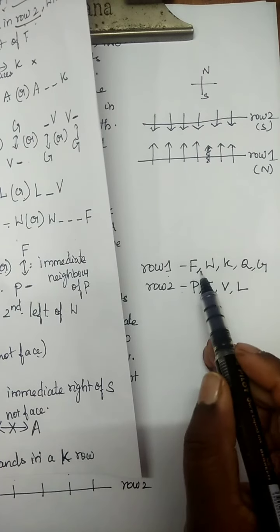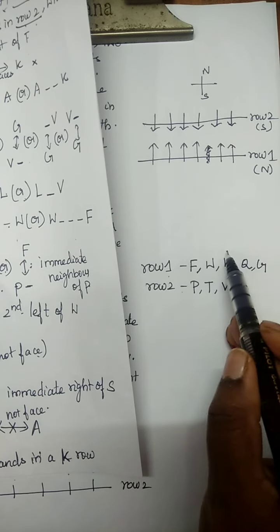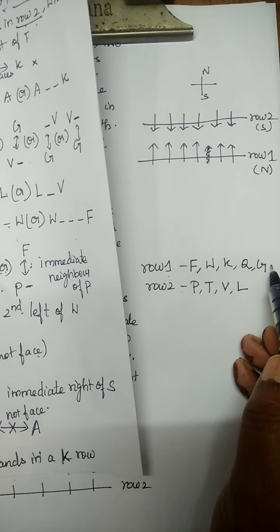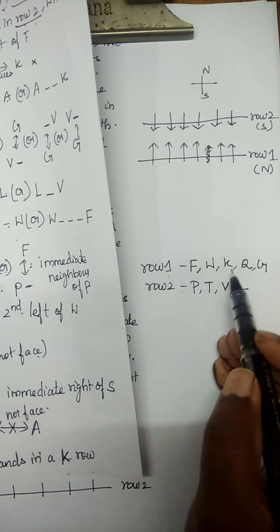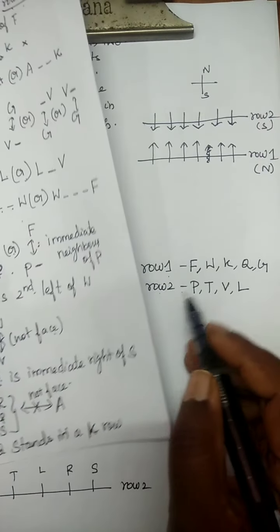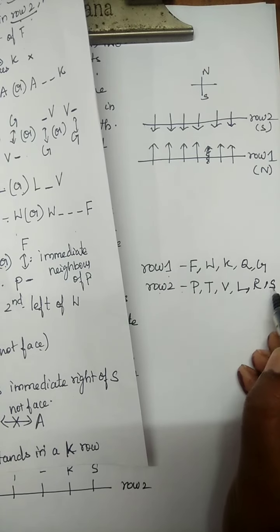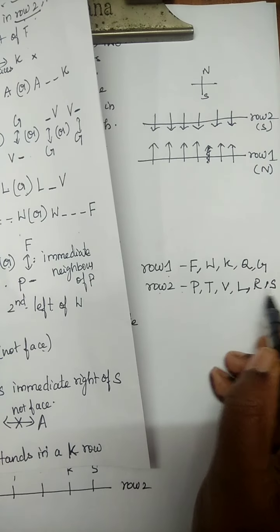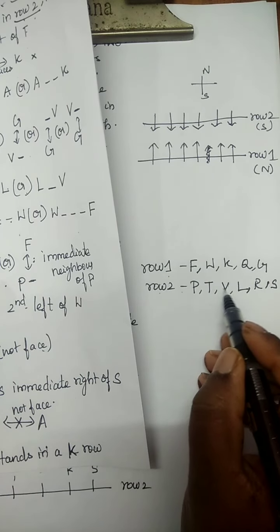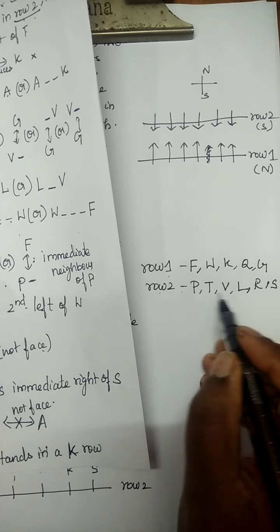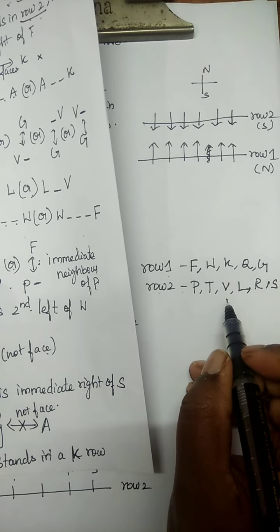See here, we already found 5 members in row 1. If you write R and S here, R is immediate right of S in row 1, it will make us 7 members in row 1. So in row 1 R and S will not come. In row 2 only R and S will come. Am I right? R and S, P, T, V, L or S are row 2 members. We have found 1, 2, 3, 4, 5 and 6 members in row 2 and 5 members in row 1. Which one is missing? A.